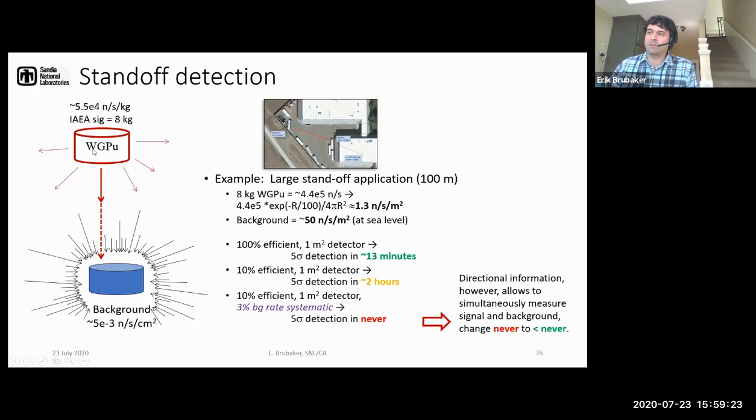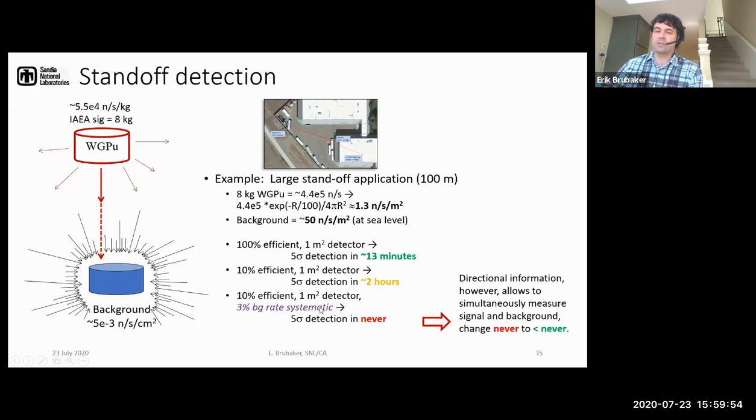So this example of a plutonium, an IAEA significant quantity of weapons-grade plutonium at 100 meters from a detector, we're talking about a signal to background of like 1 to 50. And so that's a very weak source. If you just think about statistical considerations, if you have a counting detector, depending on the assumptions you make about the efficiency of that detector and its size, you can still detect a very weak source with respect to background. But that's only if you know exactly what the background is supposed to be.